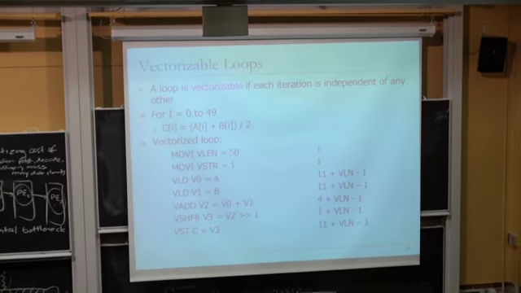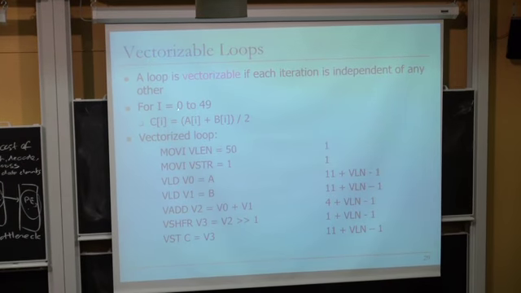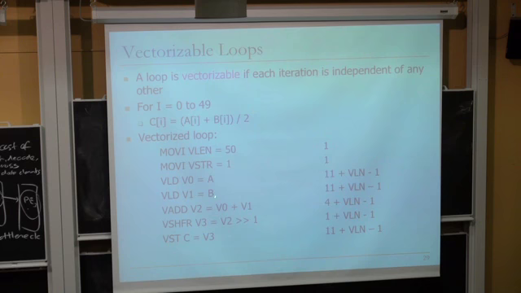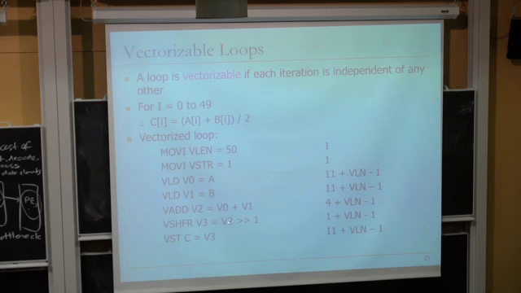Basically, we need to set up the length of the vector, in this case 50. And we need to set up the stride, in this case 1. And the first operation, we load vector A into vector register 0, vector B into vector register 1. We add the two vectors, and we shift the result and write the result in vector 3. And we store vector 3 in the memory location, starting at memory location C.